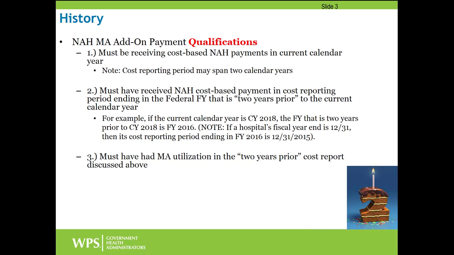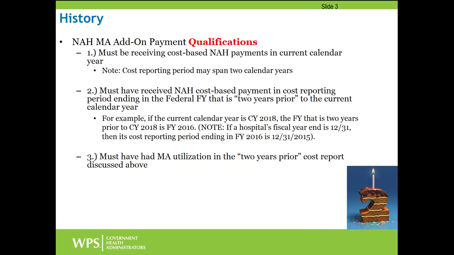I will mention we're going to be going through a form that we've developed, and it will automate that selection for you to avoid any of that confusion. And criteria 3 is that the provider must have had Medicare Advantage utilization in that same 2 years prior cost report. We're just going to refer to that as the 2 years prior cost report.